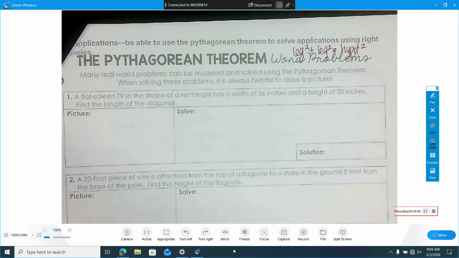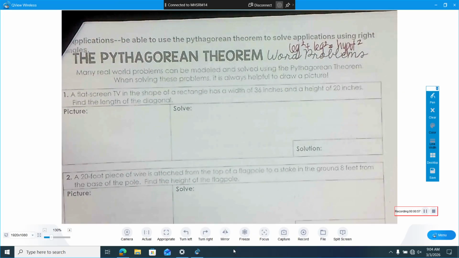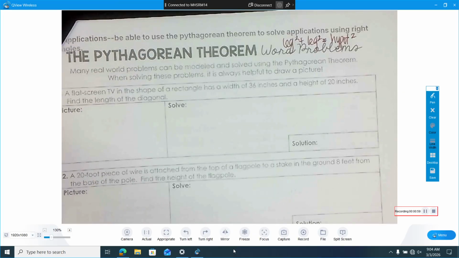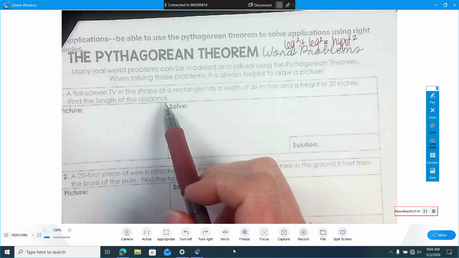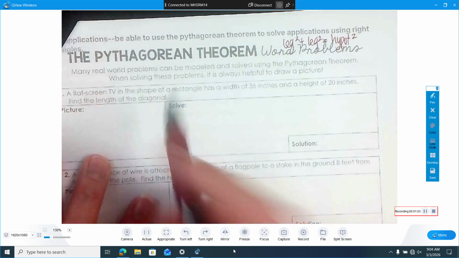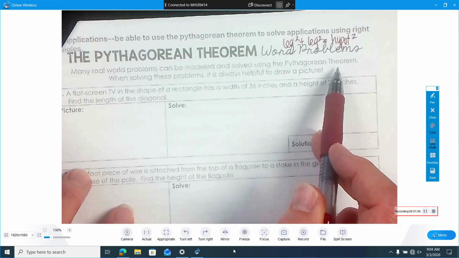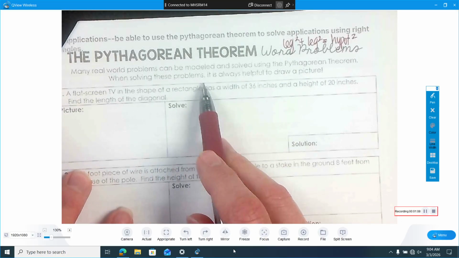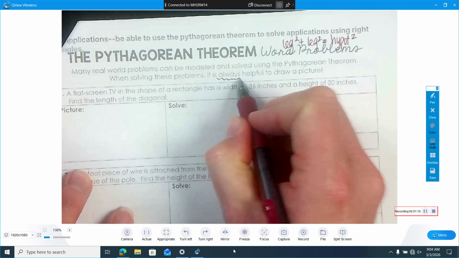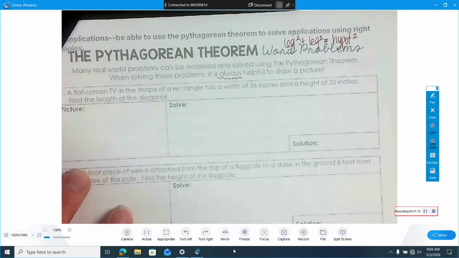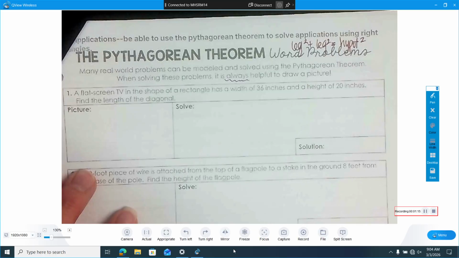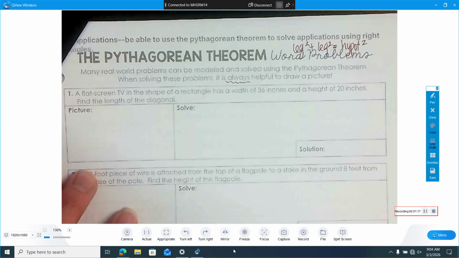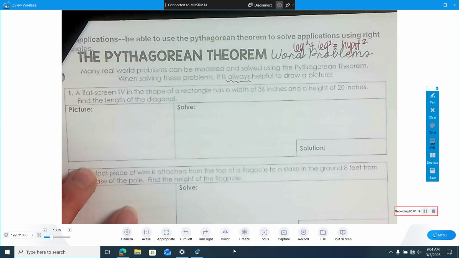But what you really want to do is make sure you understand the picture. So you definitely want to draw the picture and write down your setup equation using our Pythagorean theorem, and then it's easy to solve. Many real-world problems can be modeled and solved using the Pythagorean theorem. When solving these problems, it's always helpful to draw a picture, and really take your time reading the problem. Make sure you really understand the question being asked.